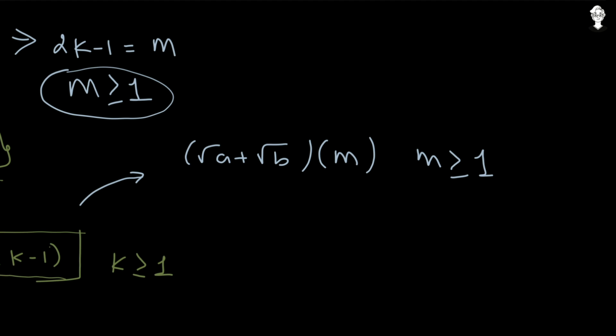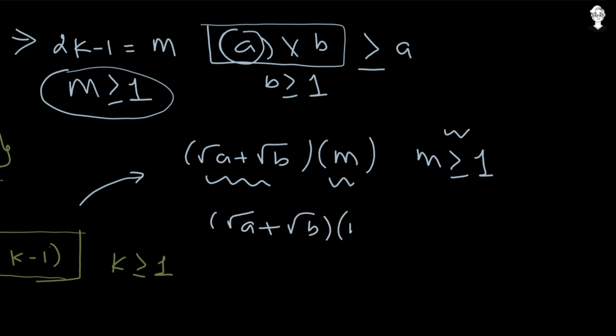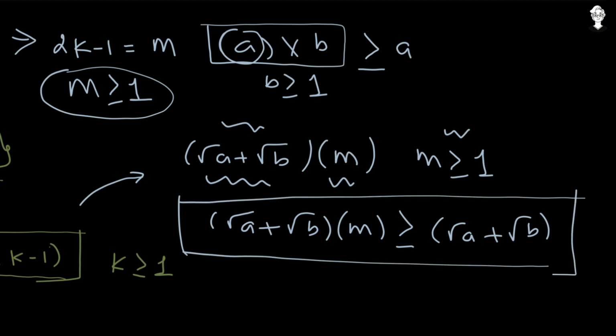Now the thing that we just discussed, a number a multiplied with another number b, if b is greater than or equals to 1, the value for this product will always be greater than or equals to the number itself, that is a. The same thing is over here. This number is getting multiplied with m. m is greater than or equals to 1. This means the value for this product would always be greater than or equals to the number itself, that is square root of a plus square root of b. So we get this thing over here.